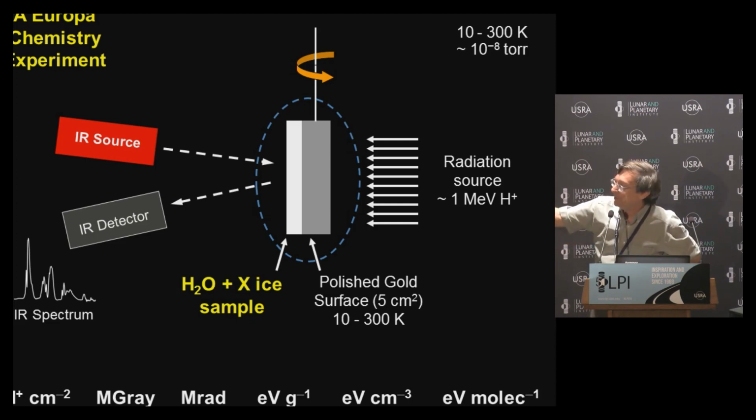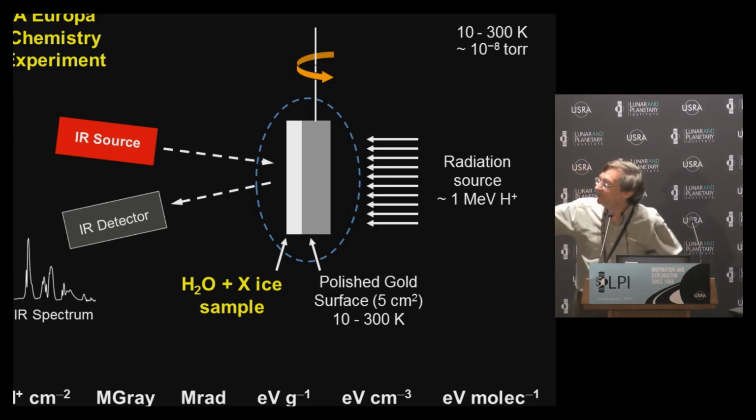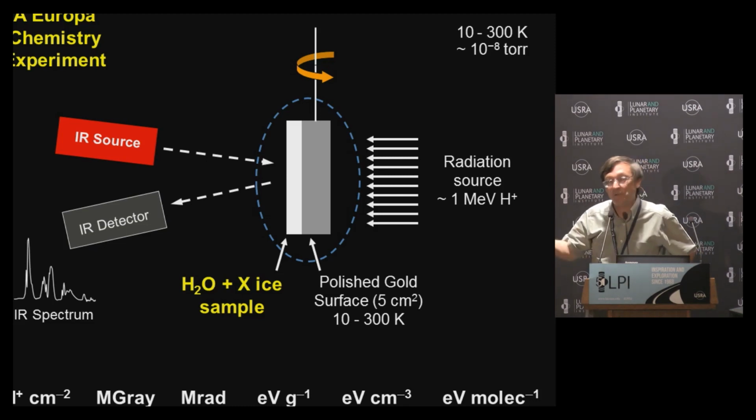When we're happy with the sample, we rotate the sample 180 degrees to the opposite direction, and it faces the proton beam, and we get our radiation dose. And after doing this maybe 1,000 times over 30 years, we have a pretty good idea what doses we want to look at. We know how long to keep the beam on the sample and things like that. That turns out not to be a problem.